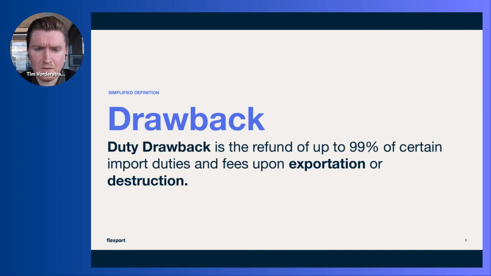And drawback is defined as the refund of up to 99% of certain import duties and fees upon exportation or destruction. And so it is a refund program. It's really an export incentive program. It's supposed to help support companies who are trying to compete on the global market to drive up their ability to compete, right? Their profitability, and it's supposed to help retain jobs within the US.